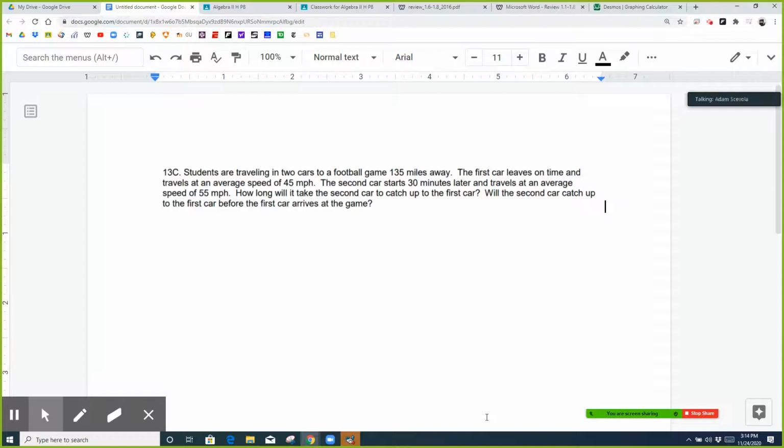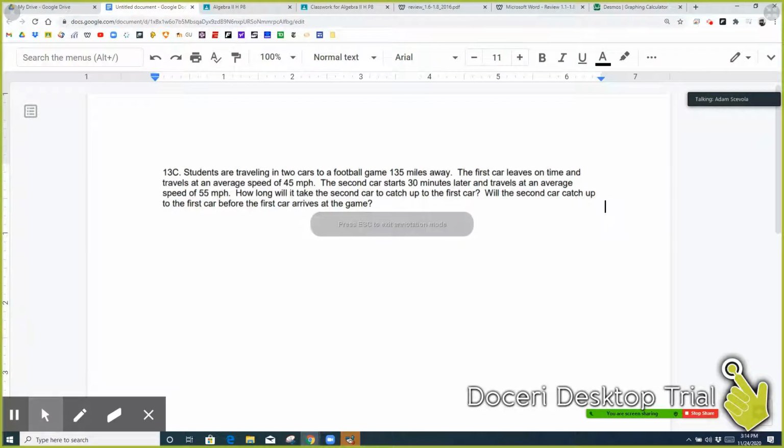All right, number 13 here, we got a related rates problem. Students are traveling in two cars to a football game 135 miles away. The first car leaves on time and travels at 45 miles an hour. The second car starts 30 minutes later and travels at an average speed of 55 miles per hour. How long will it take for the cars to catch up?